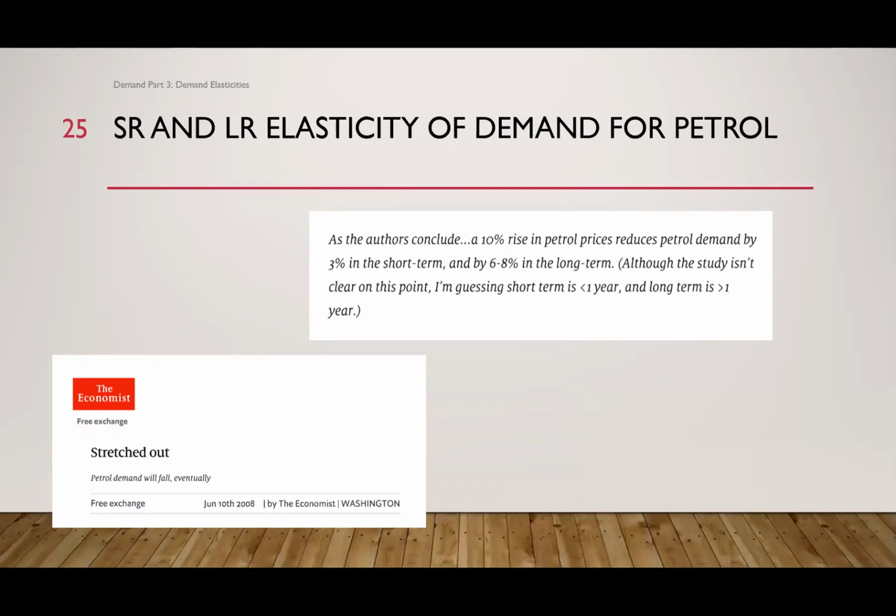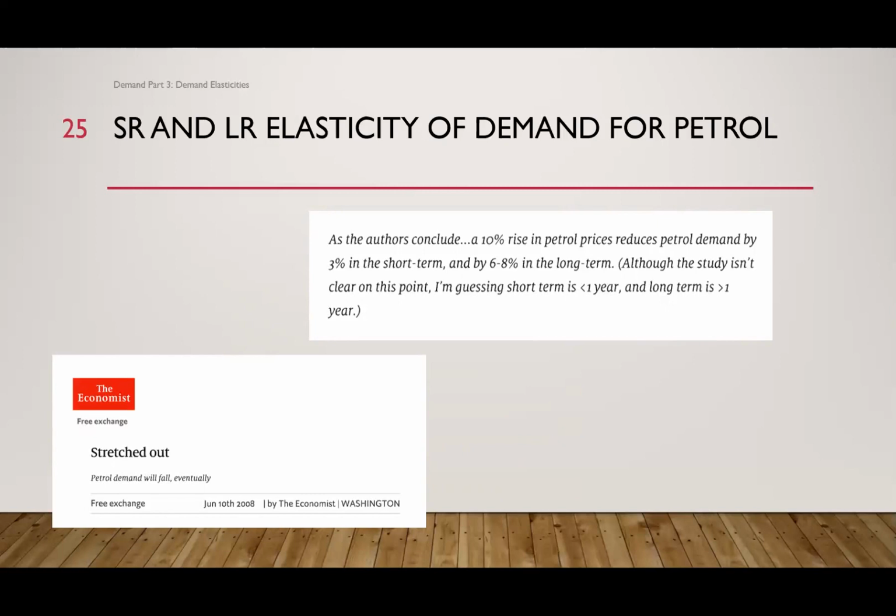Okay. And here's the study that shows a distinction between short-run and long-run elasticity of demand for petrol. This is from 2008 from The Economist. It says the study showed that a 10% rise in petrol prices reduces the petrol demand by 3% in the short run and about 7% in the long run. So convert that to elasticity, that's saying that the elasticity of demand in the short run is 0.3 and in the long run is 0.7.